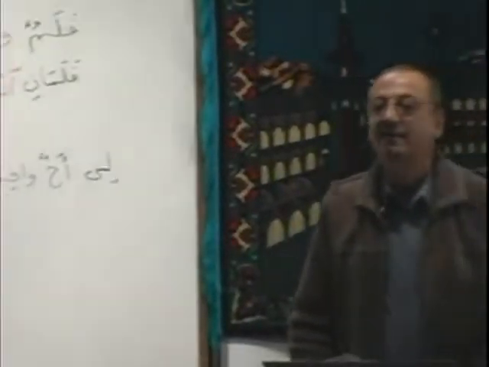Now, let us count children. How many children are here in the masjid? So we count it. What is waladun? A boy. What is the jama? Awladun. So how do I say 3 boys? Salasatu awladin. 4 boys, arba'atu awladin. Khamsatu awladin. Sittatu awladin. Sab'atu awladin. Thamaniyatu awladin. Tis'atu awladin. Asharatu awladin. Very good.